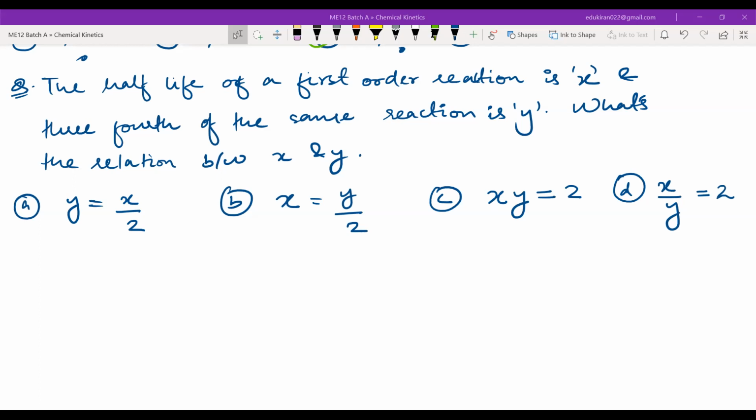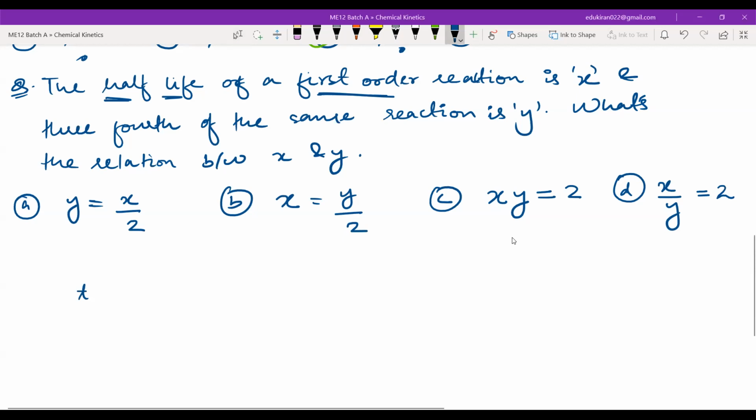Now, what is something that you recognize here? You recognize half-life and first order. Yes or no? Everyone recognizes these words at least. Sanya is also saying yes. Okay, half-life of first order reaction.